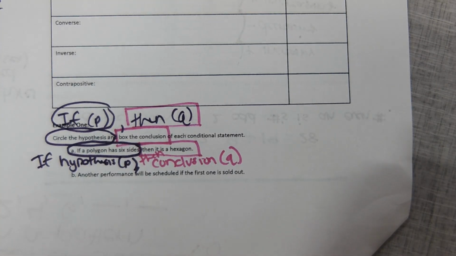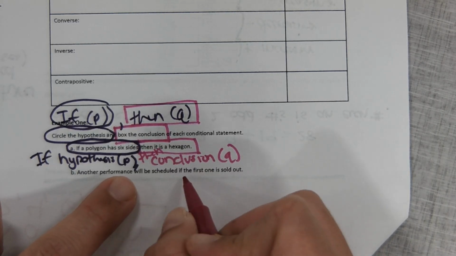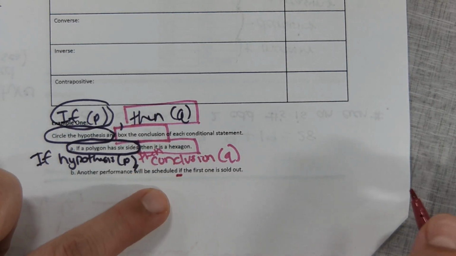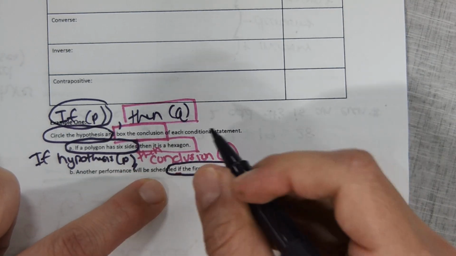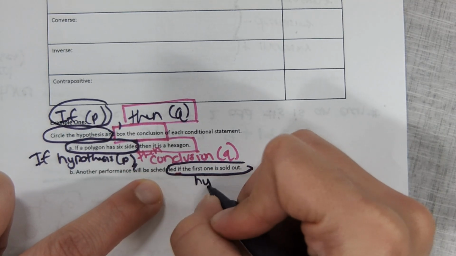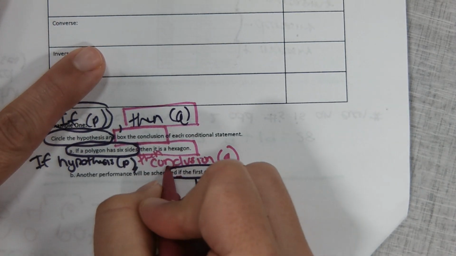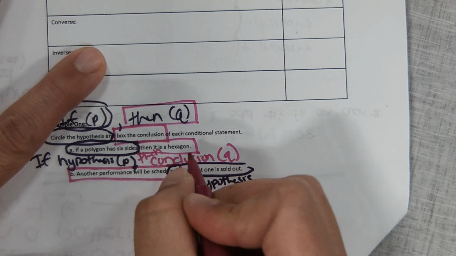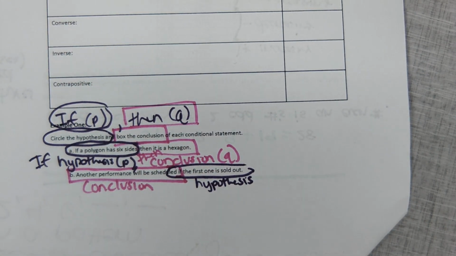In the next one, they're showing one that's a little bit different. It says another performance will be scheduled if the first one is sold out. Notice the if is over here. So they put the hypothesis over here. This here is our hypothesis: if the first one is sold out. Another performance will be scheduled is our conclusion. And we're going to flip to the back to continue practicing this for a second.